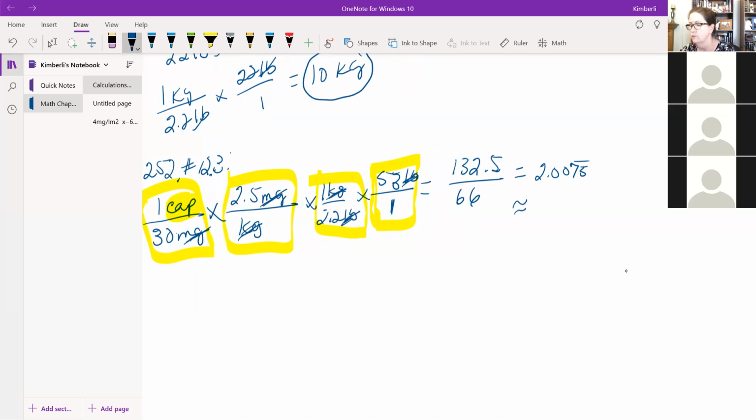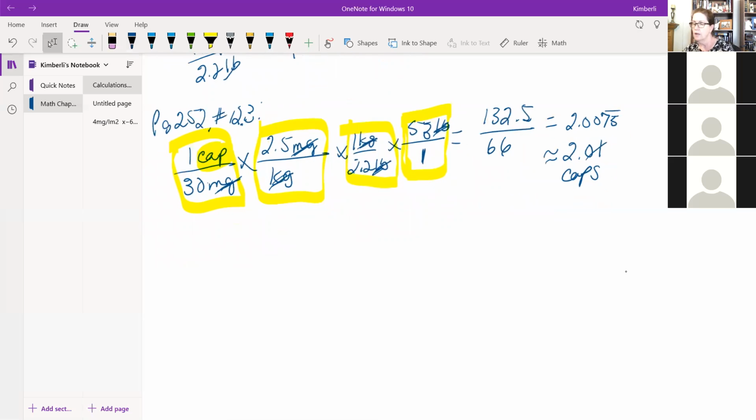So we'll do my little rounding equal sign, 2.01 capsules per dose. And am I going to worry about the 0.01? No, I'm not going to worry about that. So we're going to give them 2 capsules per dose.